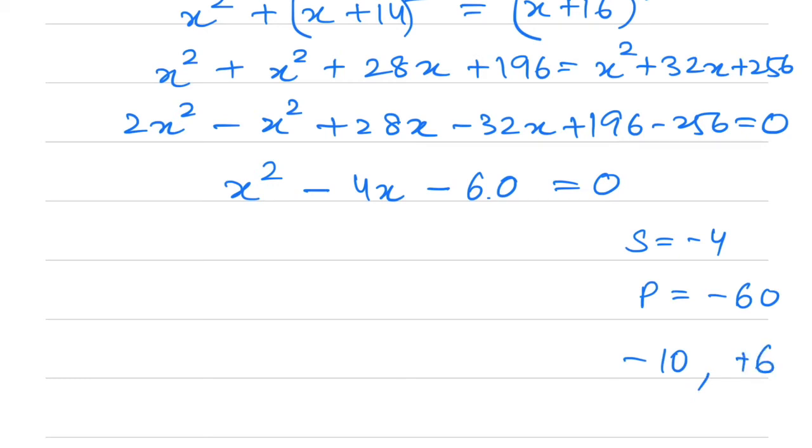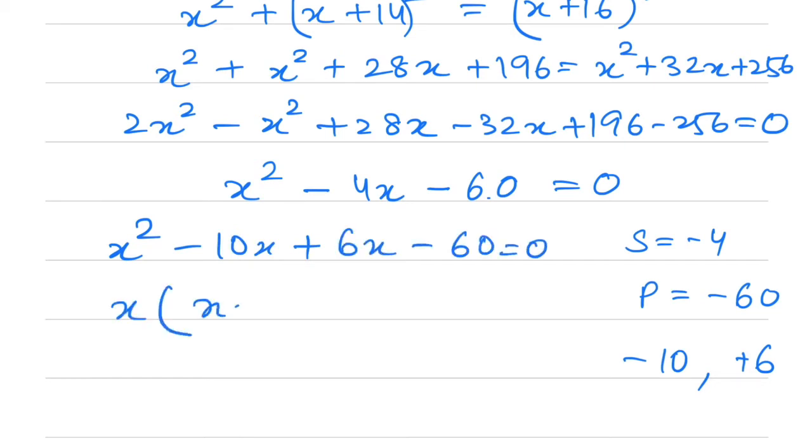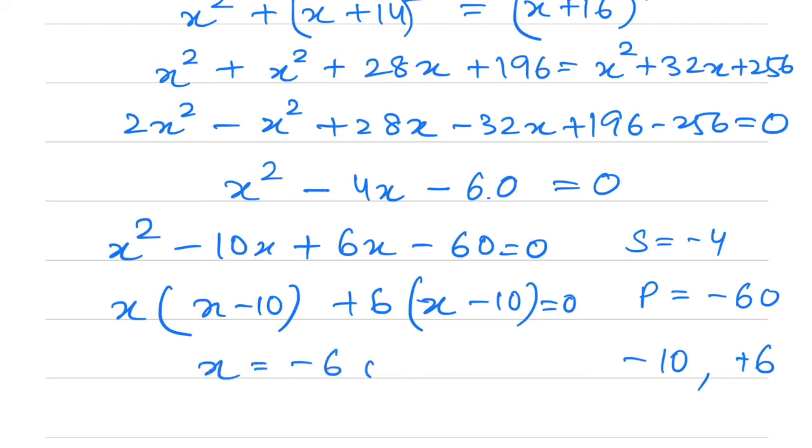So let's split the middle term here. x square minus 10x plus 6x minus 60 is equal to 0. x is common, (x minus 10) plus 6 is common, (x minus 10) is equal to 0. So x is equal to minus 6 or it is equal to 10.